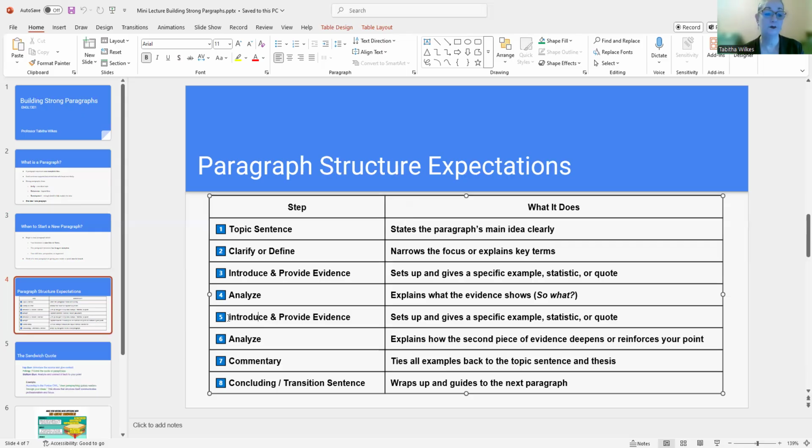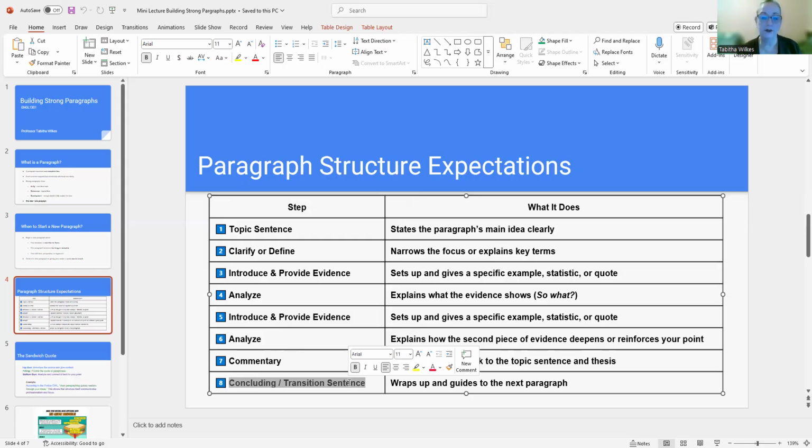And then again, you're going to provide more evidence. And for this essay, your second piece of evidence is going to be an example from your life. You're going to discuss that example from your life. And then you're going to give some sort of commentary that ties your quote and your example back to your topic sentence. And then you are going to conclude that paragraph and give a preview of what your next paragraph is.